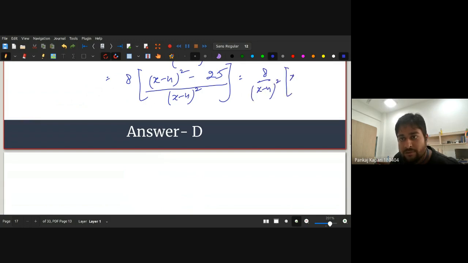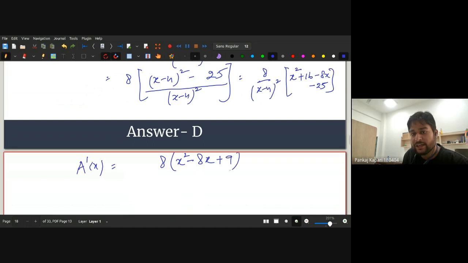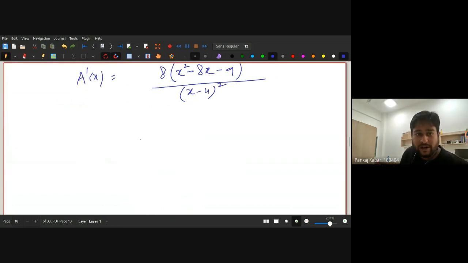And in the bracket, we'll have x square plus 16 minus 8x minus 25. Okay. So the derivative is 8 times x square minus 8x plus 9, right? Okay, it's minus 9, not plus 9, and divided by x minus 4 whole square. Okay, now what we will do, we will factor the numerator, 8 times.